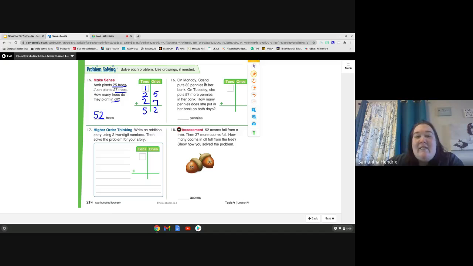On Monday, Sasha puts 32 pennies in her bank. On Tuesday, she puts 57 more pennies. That means she added. How many pennies does she put in her bank on both days? So she put 32. She added 57. How many does she have from both days? 7, 8, 9. We don't have to regroup. 5, 6, 7, 8. 89 pennies. She almost has $1. Okay? Good job. Let's look at your homework.